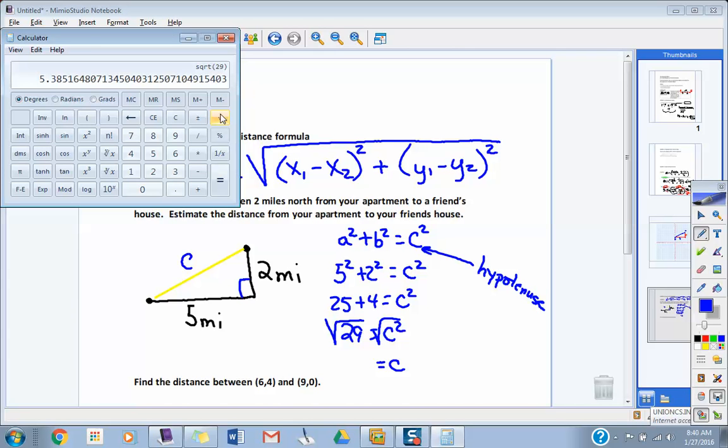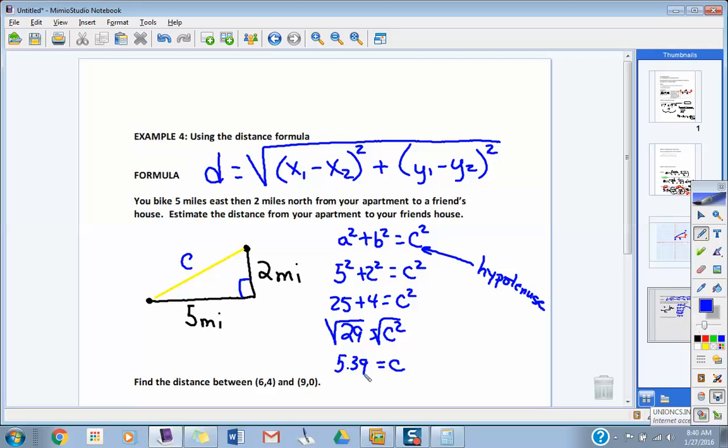All right. Let me see a show of hands. You should have seen this before. I would hope that you've seen this before. Yes? After it says square root of 29, what's it say? Square root of 29 equals the square root of C squared. So that just becomes a C because the square root and the squaring operations are inverses of each other. They cancel. So this says that distance C is equal to about how many miles, guys? About 5.39 miles.